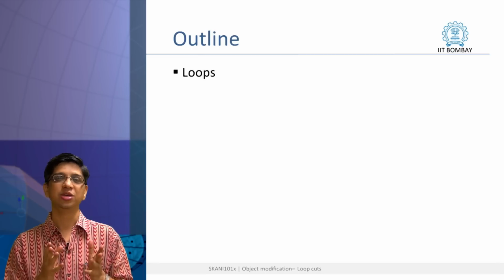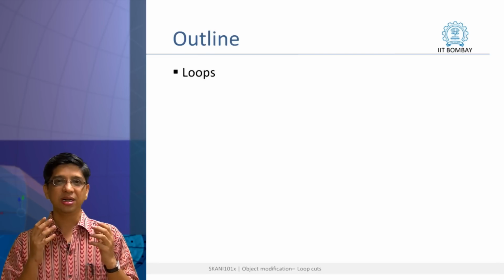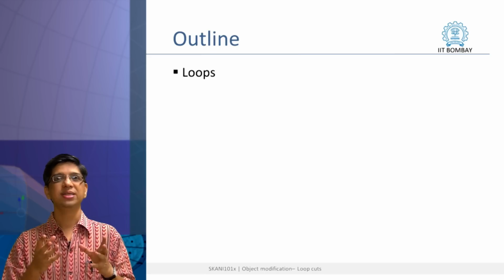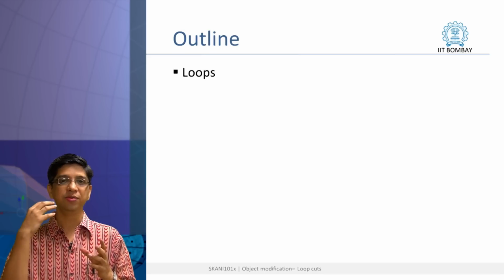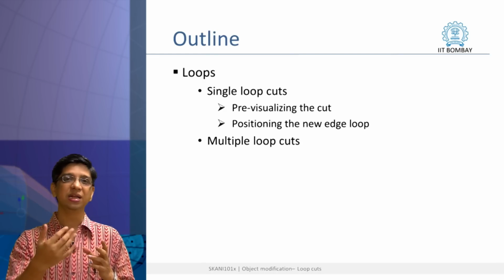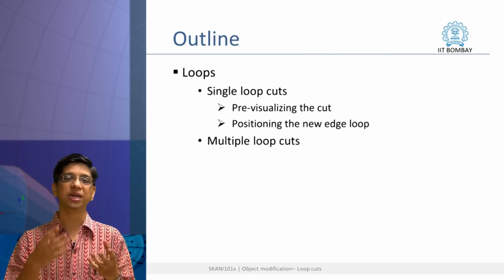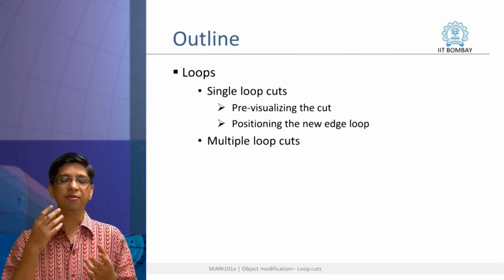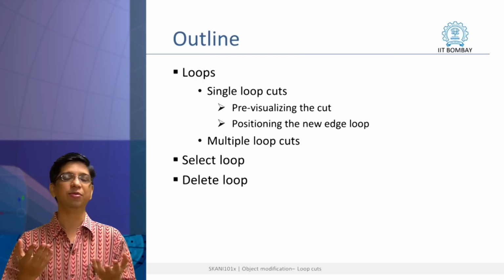This session is about object modification using a method called loop cuts. We will look into what is a loop cut, how it is decided, and how you can visualize a loop cut. We will also see how you can give single loop cuts to the object, multiple loop cuts in the process, how it is followed in Blender, and finally how to select a particular loop cut and delete one. So, the entire session is based on this particular method.